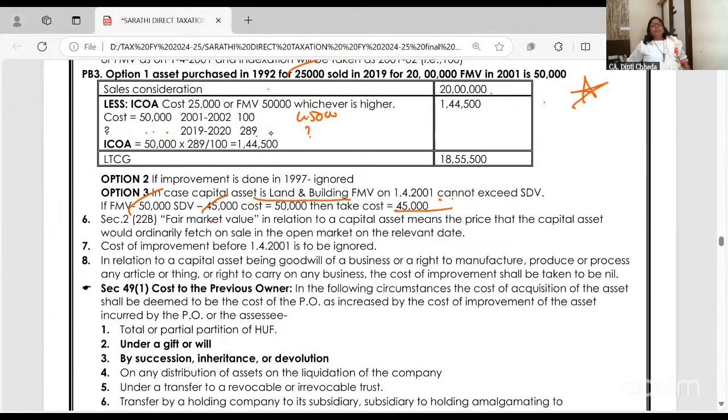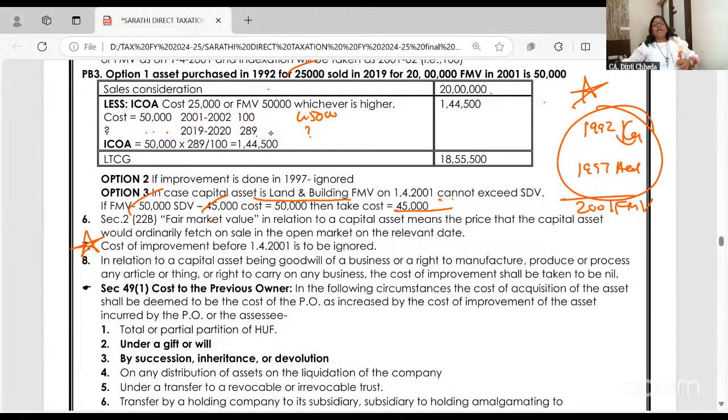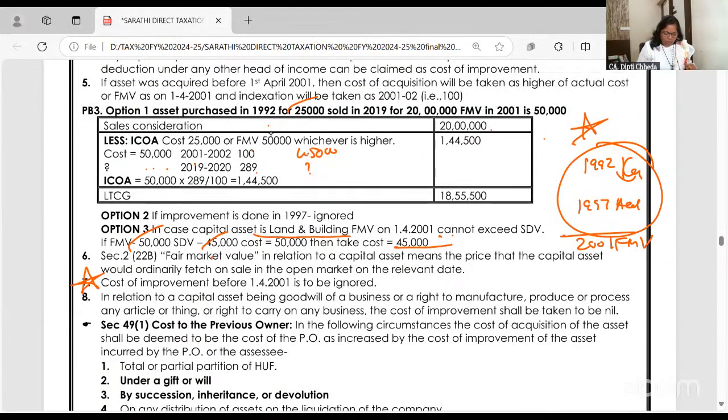Cost of improvement: this is a dialogue, but it's a common logic. Any addition to the asset before 2001, ignore, because you are taking the 1992 cost, and say a 1997 addition, and the 2001 fair market value includes the cost and the addition both. Is this logic clear to you? We did this whole option 1, 2, 3 yesterday also, but it is very, very important for MCQ.